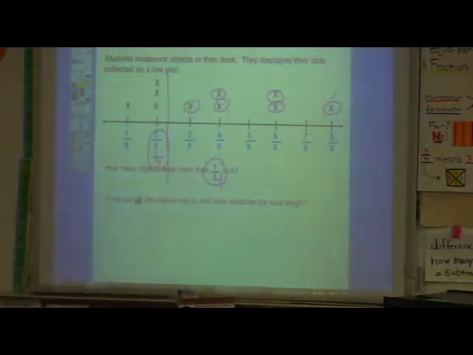Your second question says, how many objects measured a half? Sorry about that. Two. The X's are matching. Two.